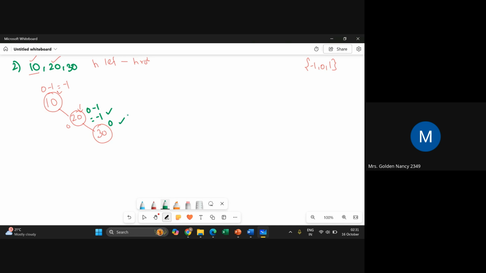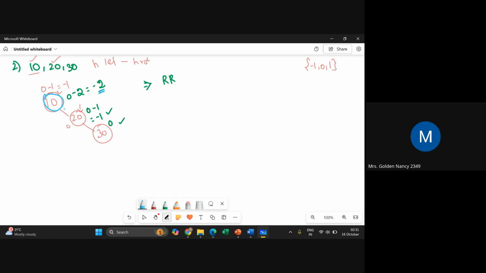This is also okay. Now for the root node 10, the left subtree is 0, the right subtree is 2, so the balance factor is equal to minus 2. This factor is not available in the set, right? So now you have encountered the problem of RR. What is the RR problem? The problem occurred in 10, because on 10 only the balance factor is violated.